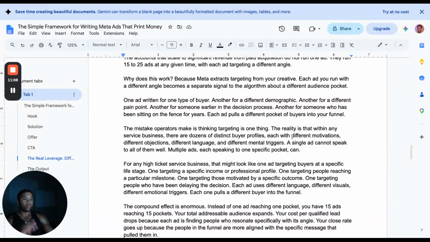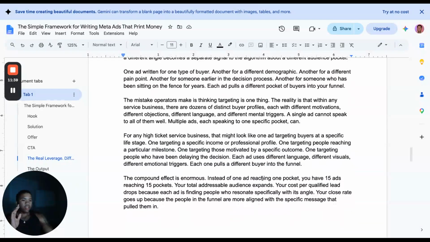And so with any service business, there are dozens of distinct buyer profiles, and each of them is going to be motivated by different things, different objections, different language, different mental triggers. It would be impossible for a single ad to speak to everybody. And so you just need multiple ads that are going to be speaking to all these different problems, as many as you can think of. Because some people are going to be pushed by desire. Others are going to be motivated more by fear. You just don't know.